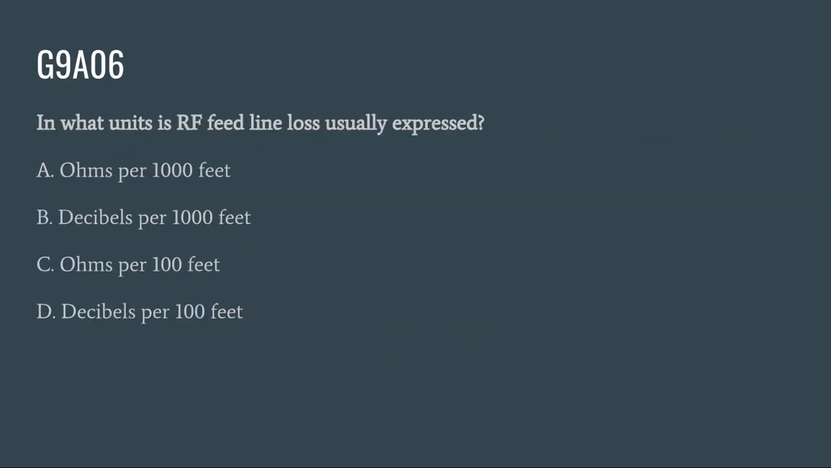G9A06. In what units is RF feed line loss usually expressed? A. Ohms per 1,000 feet. B. Decibels per 1,000 feet. C. Ohms per 100 feet. Or D. Decibels per 100 feet. Correct answer, D. Decibels per 100 feet.